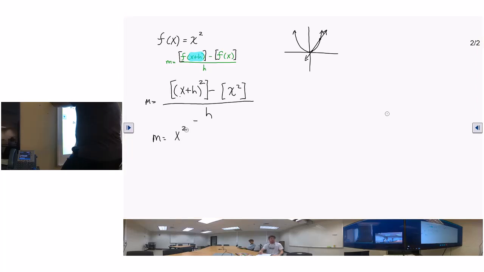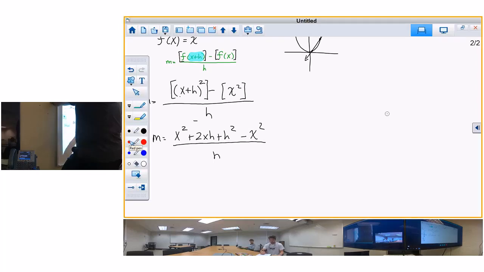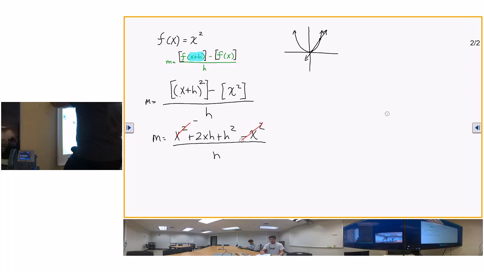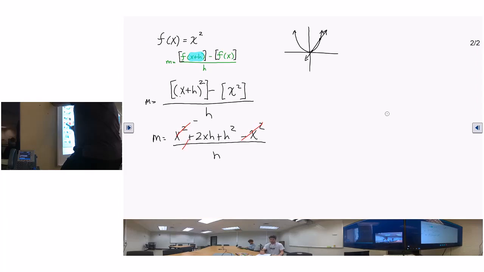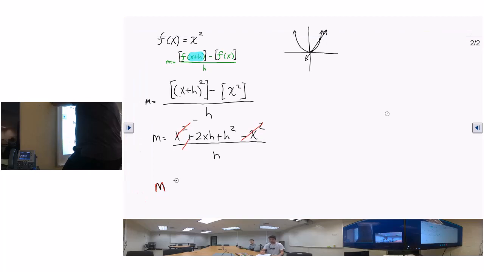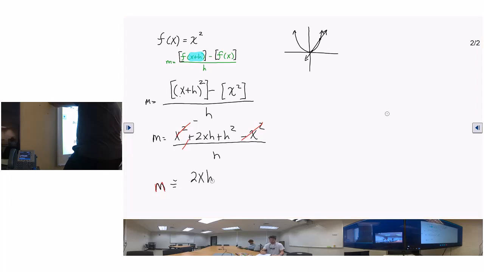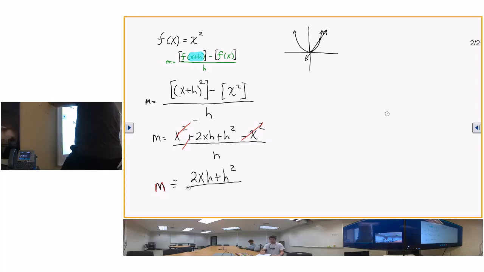X squared plus 2xh plus h squared minus what? X squared, over h. And what happens to the x squareds? They cancel. Is this going to happen a lot? Yes. 80% of the time, the only terms that are going to be left are what terms? H terms. And I'm going to show you what happens with that in that first unit of calculus. So I get 2xh plus h squared over h.